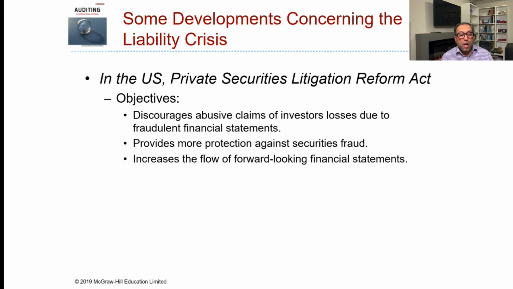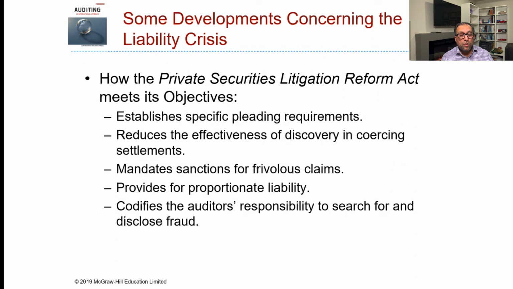Some developments concerning the liability crisis in the US: the Private Securities Litigation Reform Act. What is the objective of that act? It is to discourage abusive claims of investors' losses due to fraudulent financial statements, provide more protection against securities fraud, and increase the flow of forward-looking financial statements. How does the Private Securities Litigation Reform Act meet its objective? It establishes specific pleading requirements, reduces the effectiveness of discovery in coercing settlements, mandates sanctions for frivolous claims, and provides for proportionate liability.